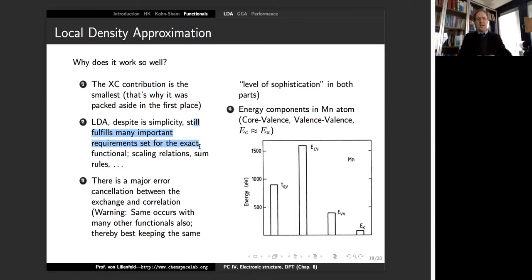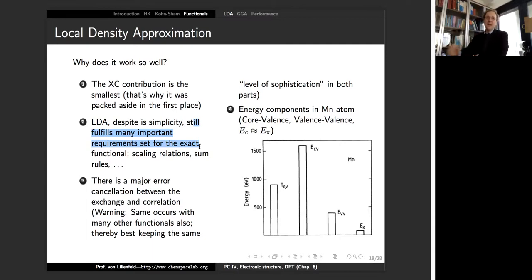Now, there's some major error cancellation between exchange and correlation. So this can also help to basically keep the exchange correlation contribution small. And so this can be sort of beneficial, right?